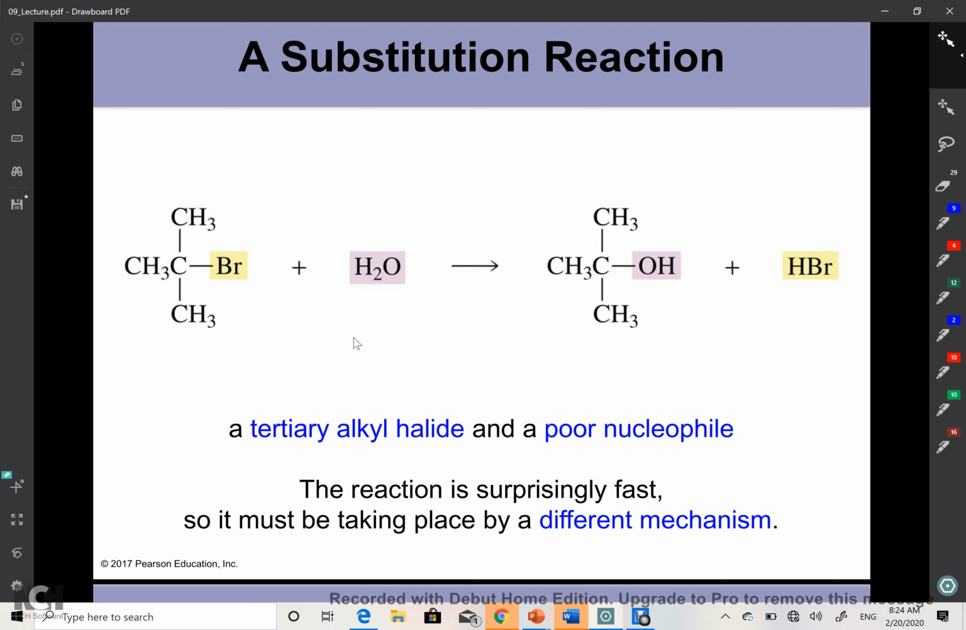So now we're looking at another type of reaction. We said tertiary alkyl halides cannot react through SN2.